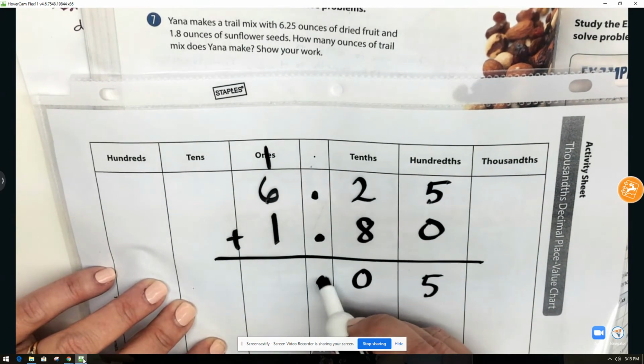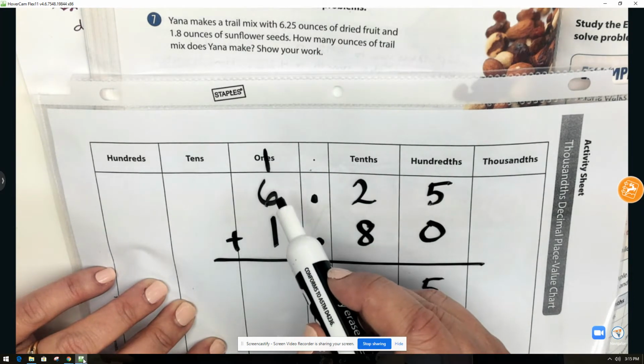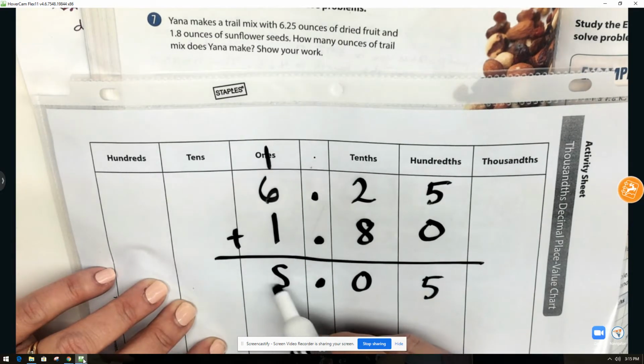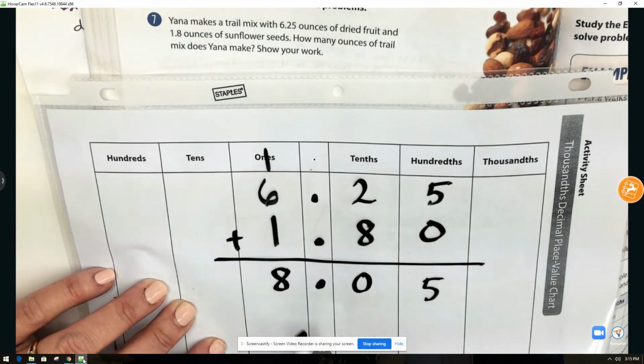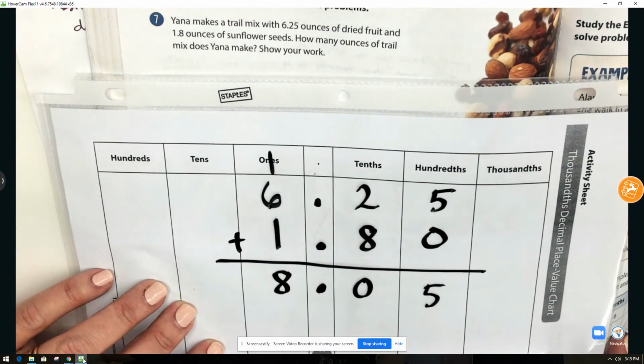My decimal is going to come straight down, and then I'm going to add 1 plus 6 is 7, 7 plus 1 is 8. So my final sum is 8 5/100 ounces of trail mix.